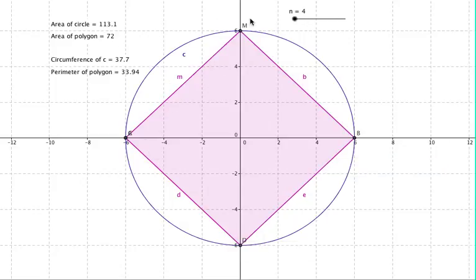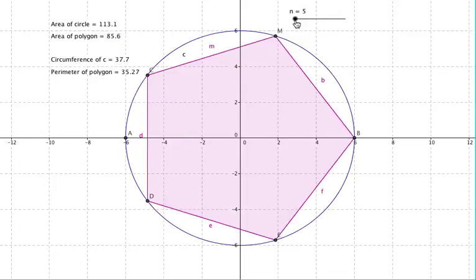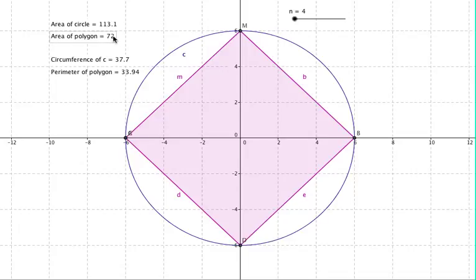Now, let's go back to 3 and watch these numbers here. The area of the circle, of course, and the circumference won't change because I'm not changing the shape of the circle at all. But if I go back to the triangle, I've got an area of 46 and a perimeter of 31. Whoops. Now I've got a much bigger area and a bigger perimeter. Now, why did the area get bigger? Well, because I'm using more of the circle.